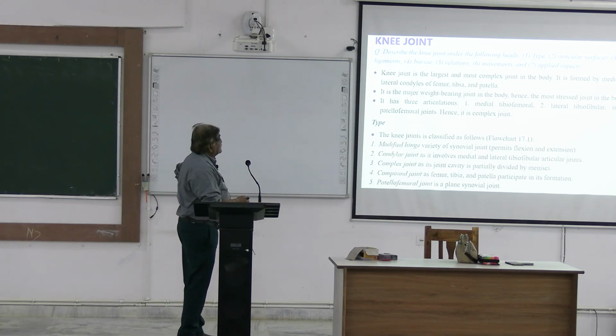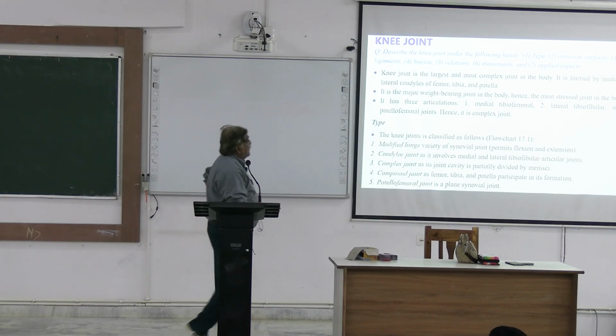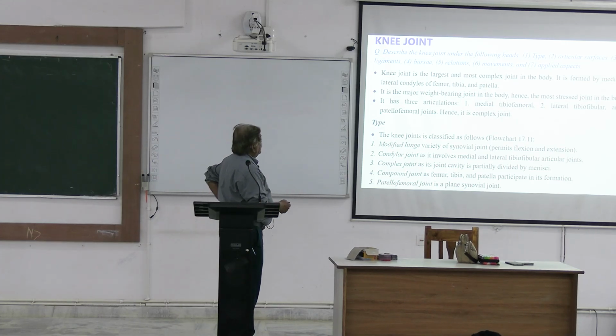Now, knee joint is the largest and most complex joint in the body. It is formed by the medial and lateral condyles of the femur, tibia and patella. It is the major weight-bearing joint in the body, hence the most stressed joint in the body. It has three articulations, medial tibiofemoral, lateral tibiofemoral, and third patellofemoral joint, hence it's a complex joint.